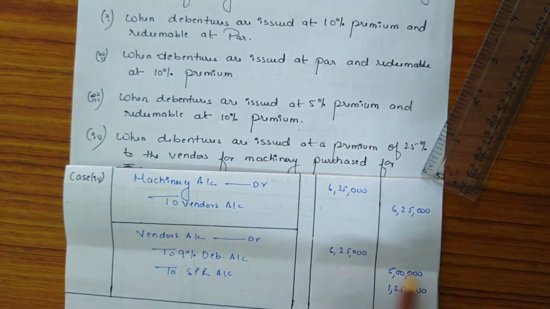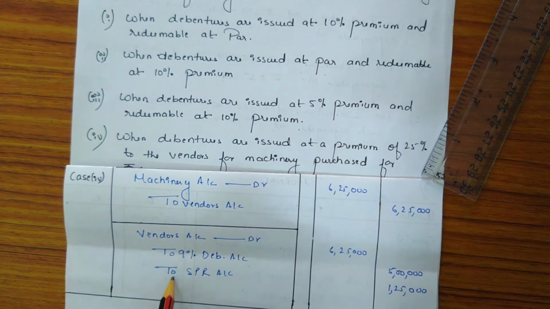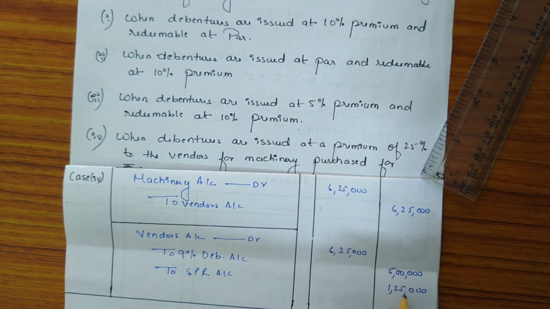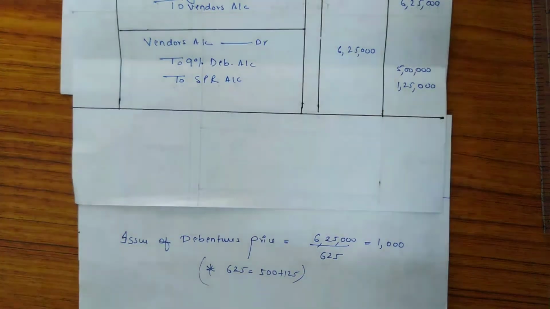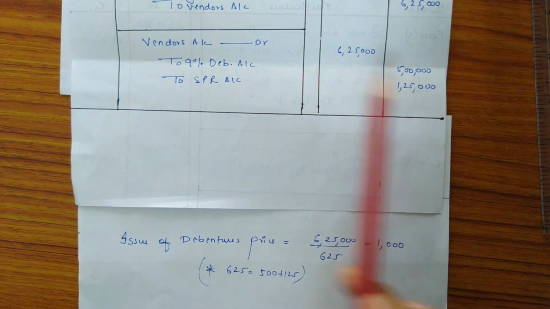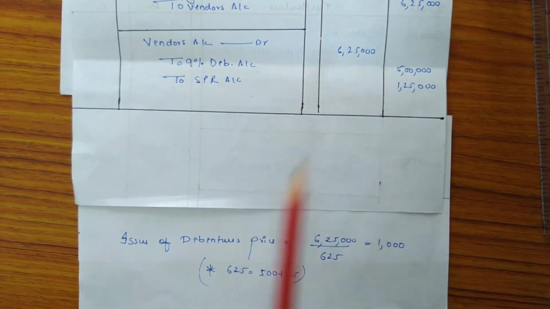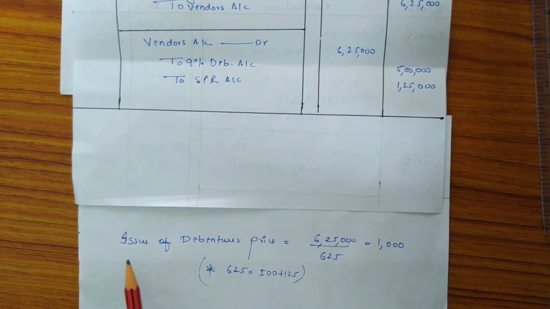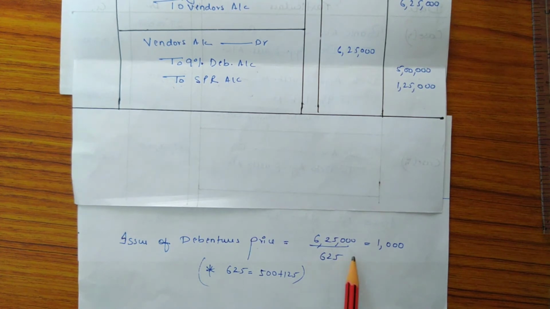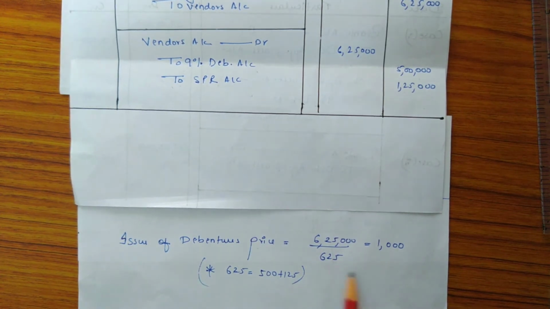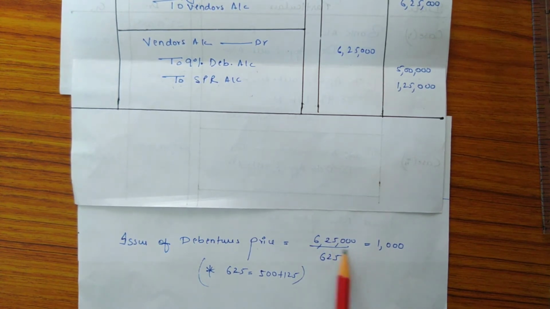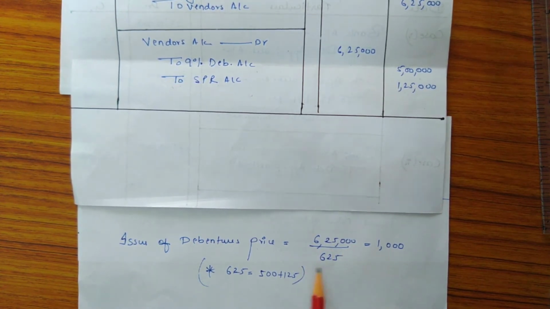9% debentures account will be credited with the amount 5 lakh and securities premium reserve account is credited with the amount 1,25,000. So the amount which has been credited to 9% debentures account is calculated as follows. To calculate the number of issued debentures, the formula is purchase consideration divided by share issue price plus premium amount. So here purchase consideration was 6,25,000. It is divided by 625.